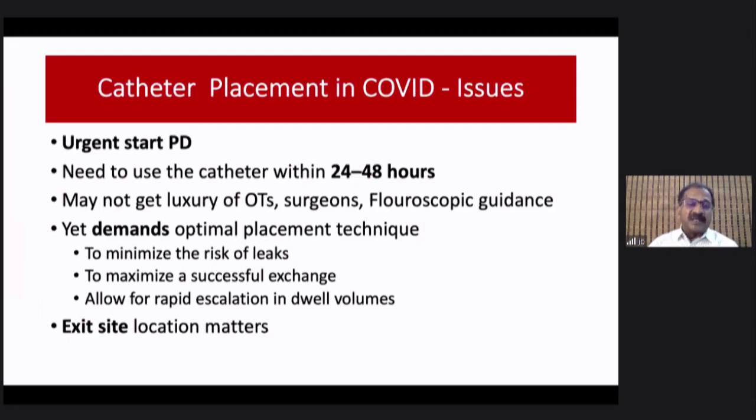But yet, with all these limitations and problems, it is very demanding, because the placement has to be optimal. We'll have to minimize the leaks, we'll have to maximize successful exchanges, and good placement should allow rapid escalation in dwell times. As we saw in the previous slides, in a COVID situation, especially AKI in COVID, patients will be hypercatabolic and fluid overloaded. So we'll have to start immediately and start with hypertonic fluid with large volumes. Also the exit site location has to matter, in case the patient requires ventilation and proning, etc. So we'll have to plan in such a way that it doesn't come in the way of further treatment of these patients.